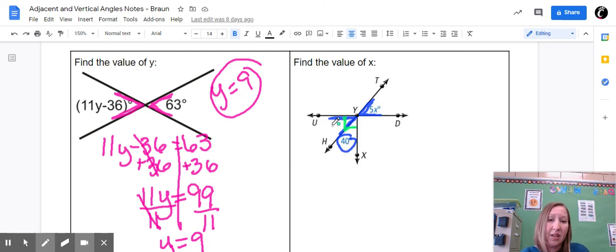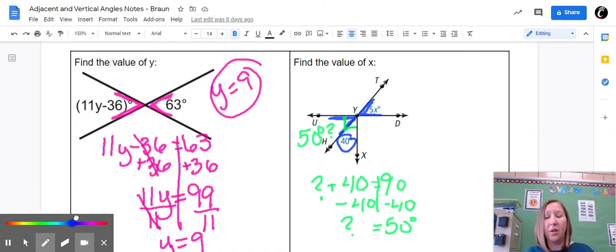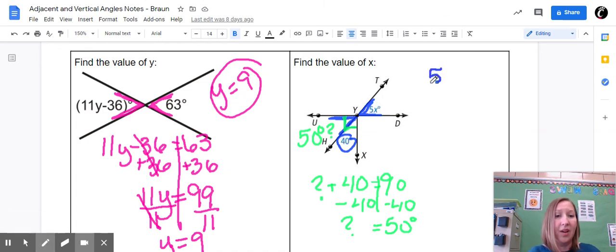So what that's going to tell me is whatever I have here, this angle that I'm looking for, this question mark, plus 40 is going to be equal to 90. So I can just solve like I would any equation here. If I subtract 40 on both sides, I'm told that this missing angle is 50 degrees. So now I know that this angle up here is 50 degrees, and I know that this is 5x. So then I can set up my equation so that 5x equals 50.